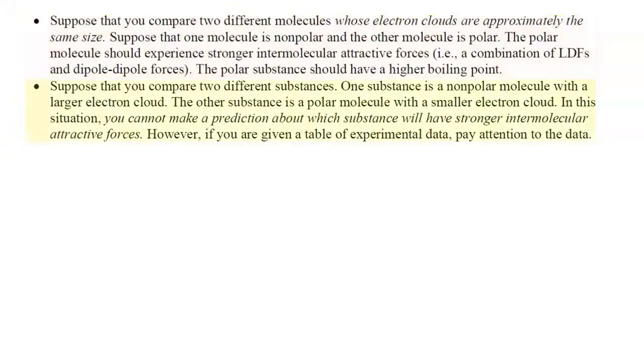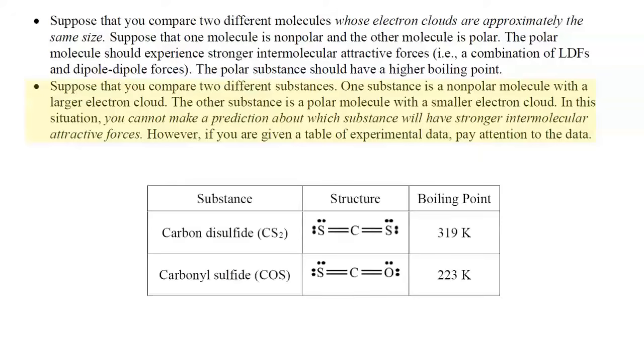Now, suppose you compare two different substances and one of them is a nonpolar molecule with a larger electron cloud and the other is a polar molecule with a smaller electron cloud. In this situation, you cannot make a prediction about which substance will have stronger intermolecular attractive forces. However, if you are given a table of experimental data, pay attention to the data. So we wouldn't have predicted that CS₂, the nonpolar molecule, actually had a higher boiling point than COS, but if you're given data, then you have to go with the data.